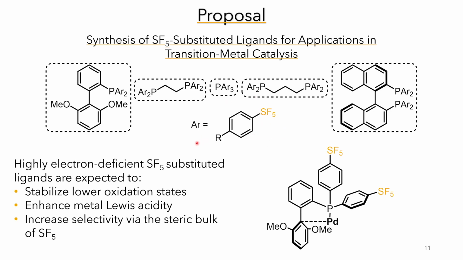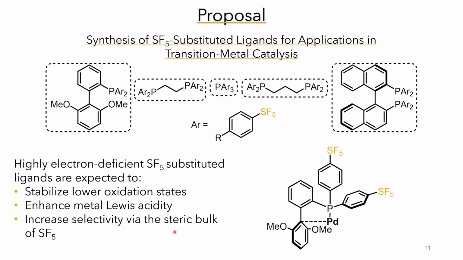So my plan here would be to functionalize the popular phosphine ligand motif with the aryl SF5 group. In doing so, I hope to create highly electron-deficient SF5 substituted ligands, which are expected to stabilize lower oxidation states, enhance metal Lewis acidity, and increase selectivity via the steric bulk of the SF5. This should result in very highly active transition metal catalysts for applications in cross-coupling and many other things as well.